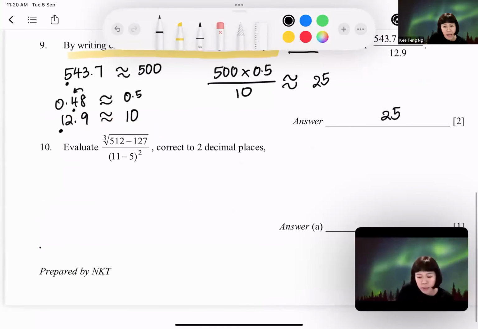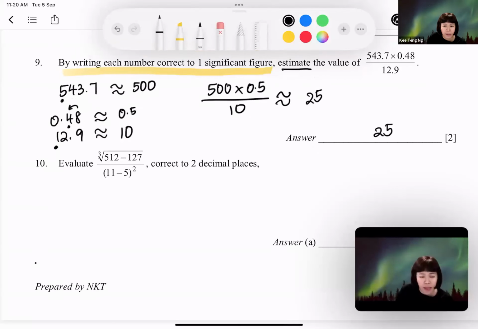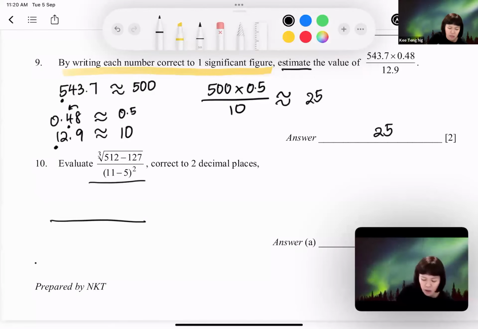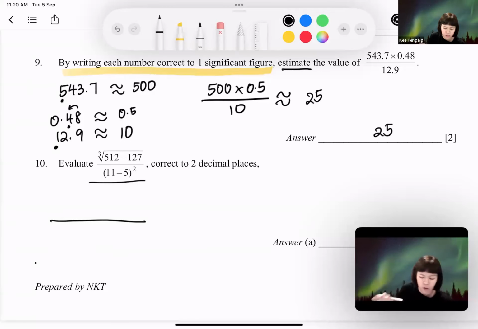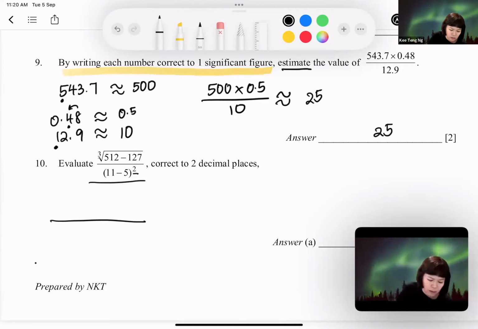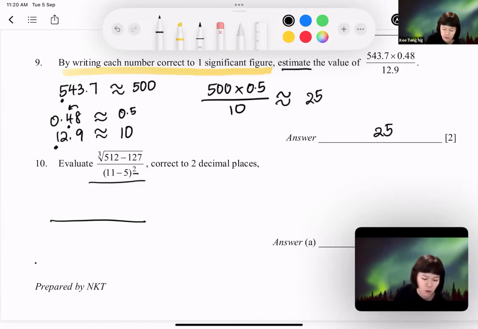Right, question number 10, this one says evaluate and then correct to 2 decimal places. So what you need to do, just key the whole thing into your calculator. Please make sure you press your fractions first, then your big cube root for everything. So you shift and then you press your square root sign. Then you key your 512 minus 127 inside your cube root sign. And here has a bracket squared: bracket 11 minus 5, close bracket, square. Then find all your buttons that you need to find.